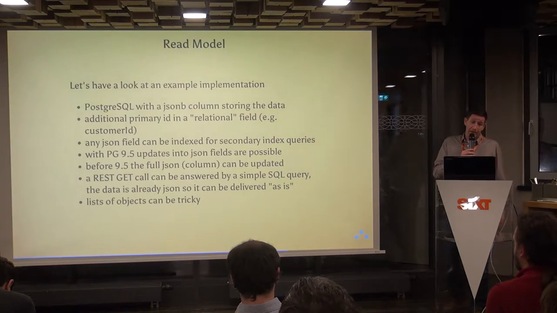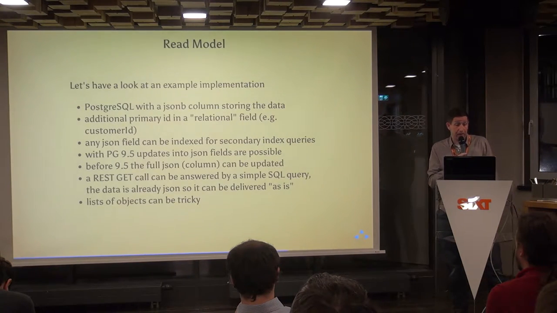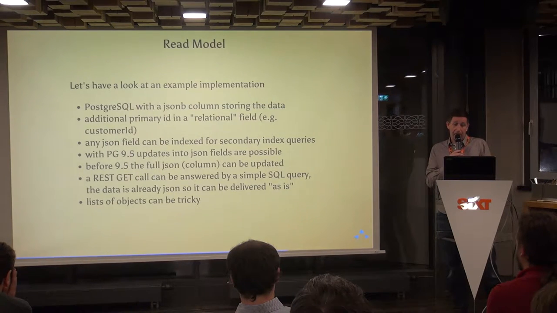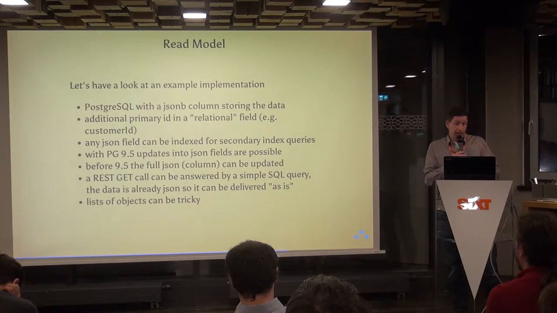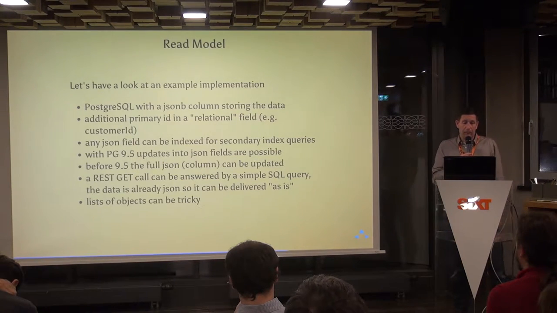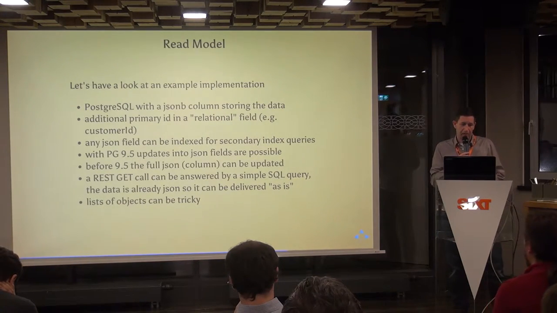One of the big advantages is that any REST GET call or whatever can be answered by a simple SQL query, because you already have JSON, so we don't need to do serialization here. It can be delivered as is. But obviously, a list of objects can be a bit tricky if you don't store your objects in an array in JSON already, which is also probably a bad idea for performance reasons and complexity.